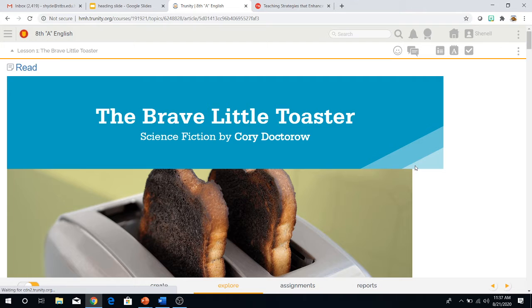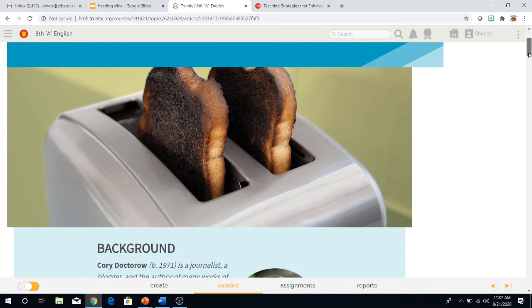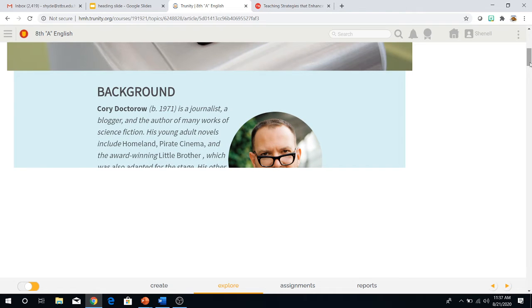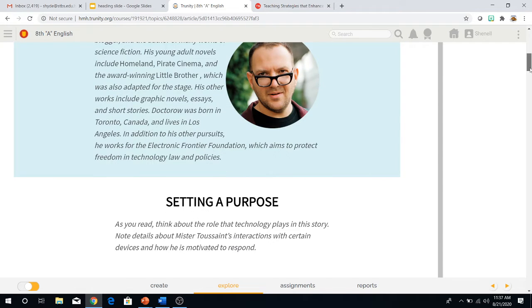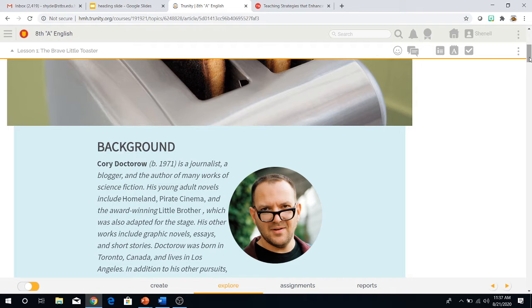Okay, now we're going to go to the next part, which is the story itself. The name of our story is The Brave Little Toaster, and it was written by Cory Doctorow. The genre of the story is science fiction. So since we've mentioned right now the author, we're going to learn a little bit more about him now and read, like I said, a little bit more about him so we can know who he is.